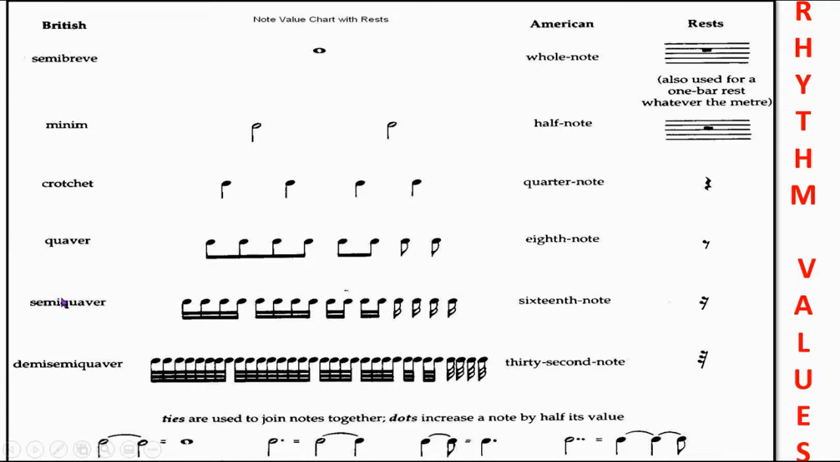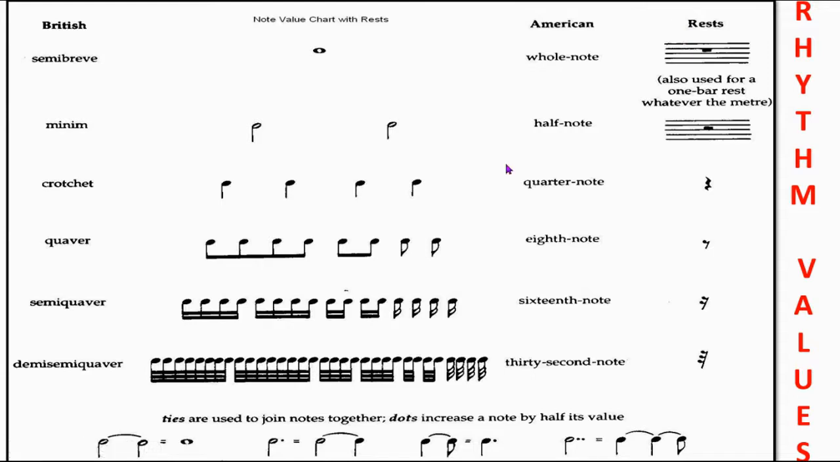Now you see four columns. First is the British name of the different rhythm values. The second is what the notation looks like. The third column is the American term of the same rhythm values as the British term. And the fourth column is the rest signals, because every length of the note has its equivalent rests.